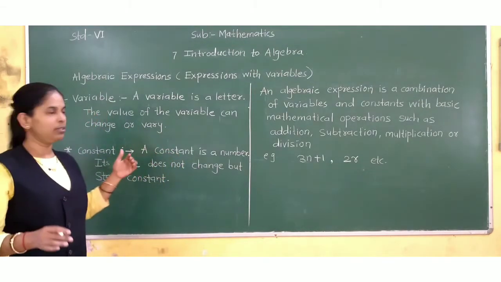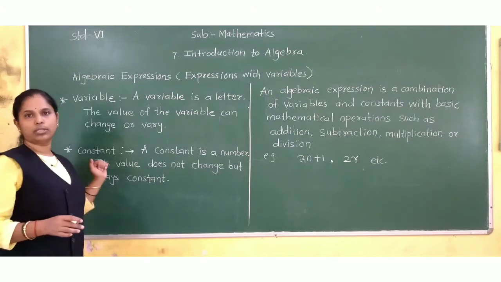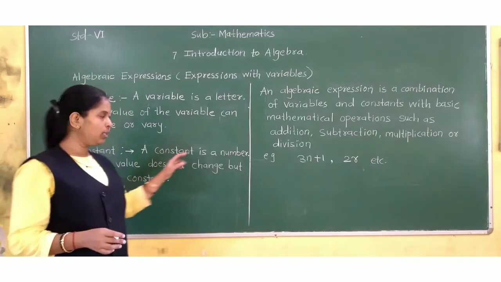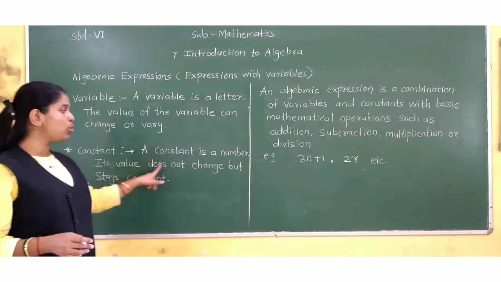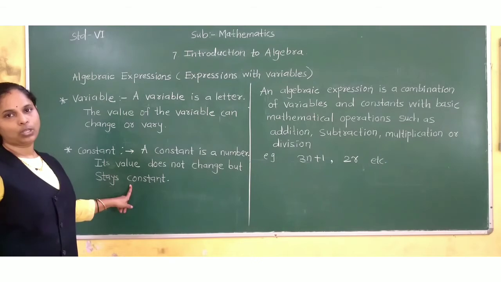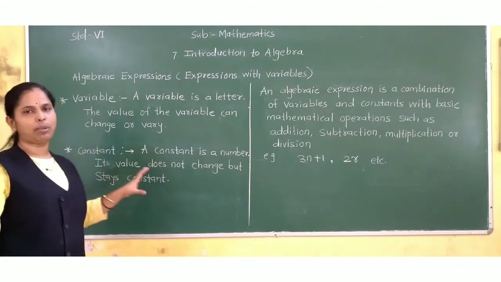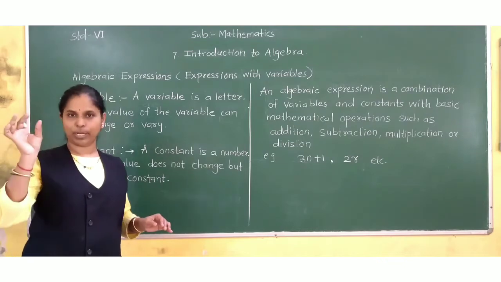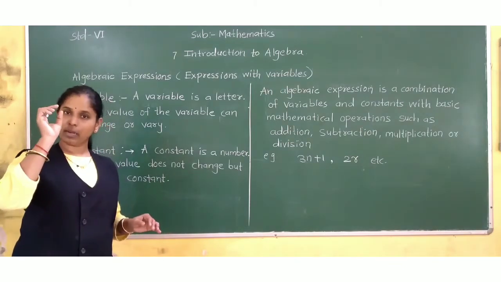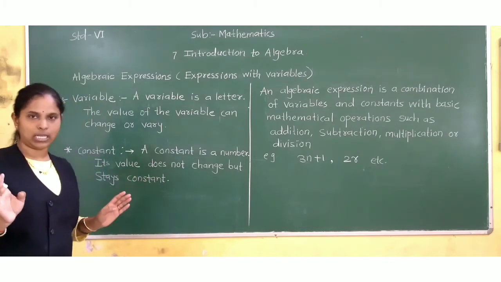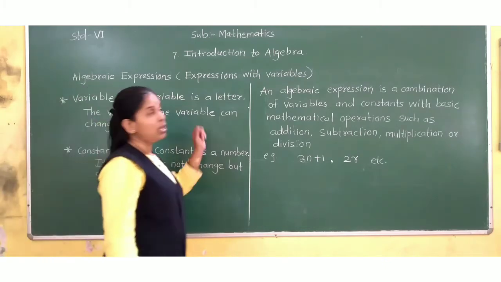It may vary. Next, constant. What is meant by constant? A constant is a number. Its value does not change but stays constant. From the name itself we come to know. It is a number. In an expression, if a number is there, it is called a constant and its value never changes. It remains the same.